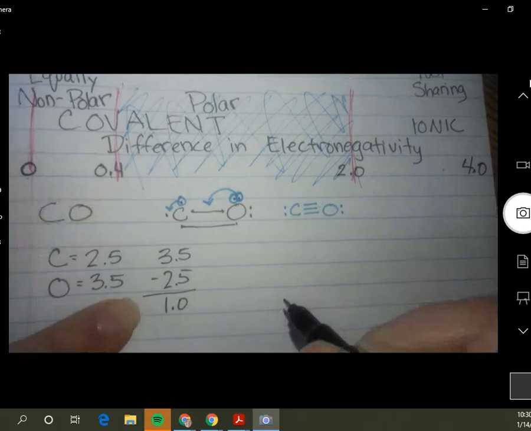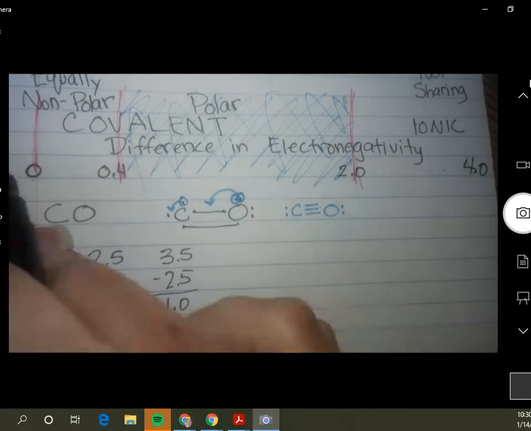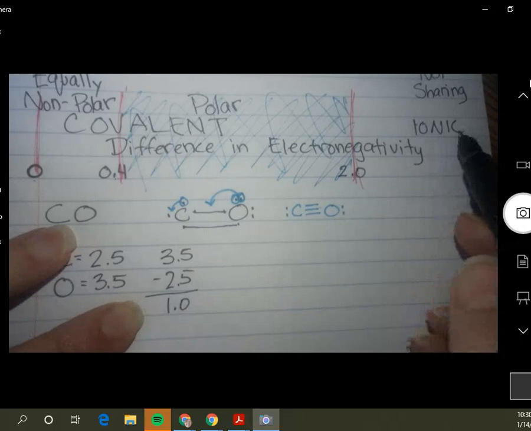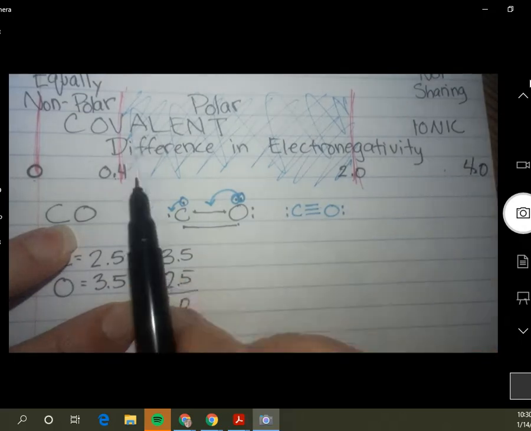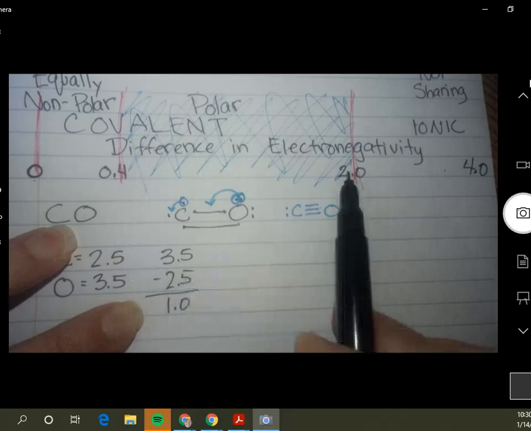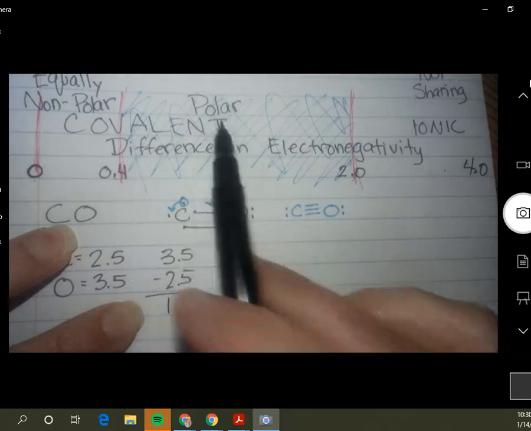All right. So where does 1.0 fall in this number line? It's bigger than 0.4 and it's smaller than 2.0. So we have a polar covalent bond.